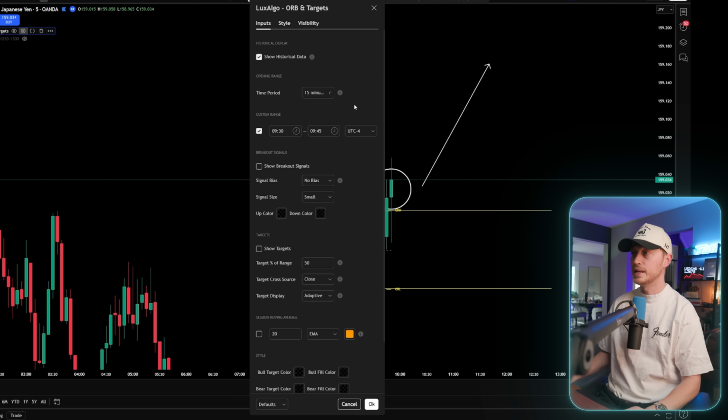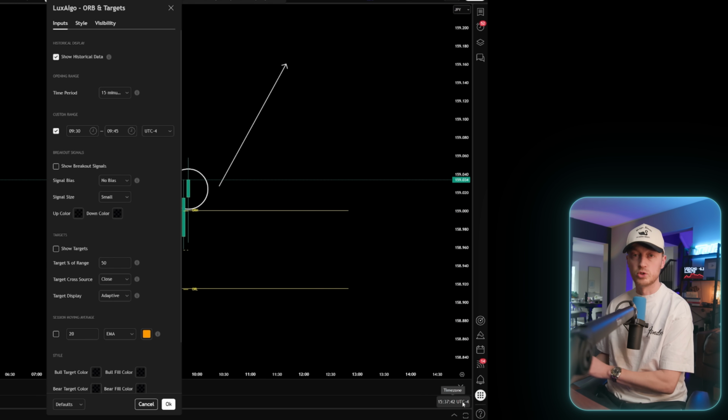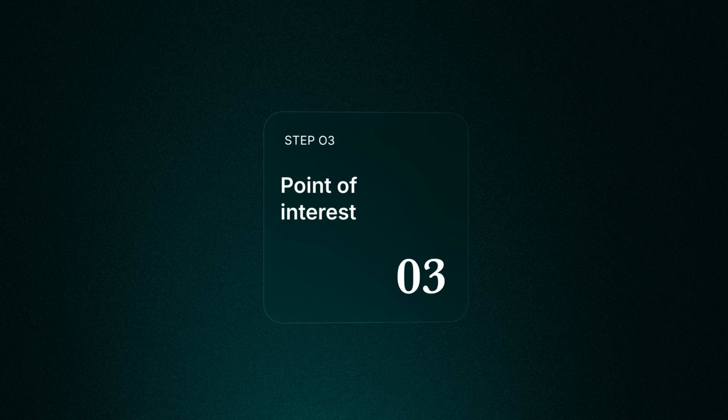Time period 15 minute, 9:30 to 9:45, UTC -4, and again, make sure UTC -4 is in the bottom right of your chart as well. So once I get this break and close outside of the range, that's done for step 2, and we're into step 3.